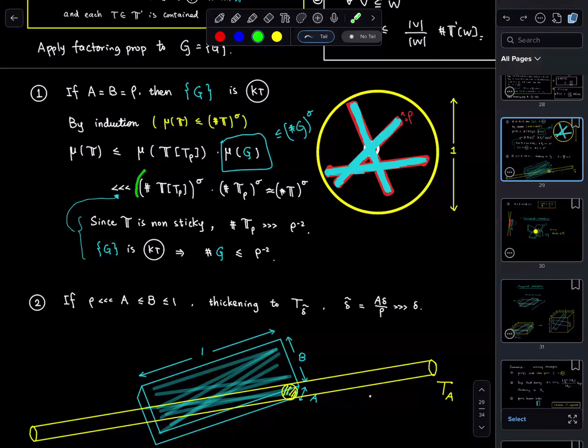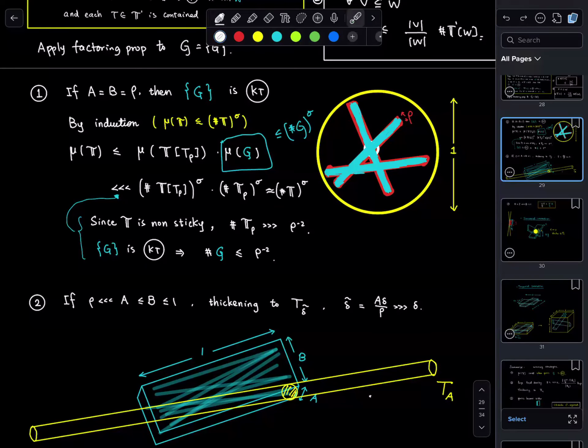So the multiplicity mu t rho is bounded by the number of thin delta tubes inside t rho to sigma. And we also just said that in the special case when the grains is cast out, then the multiplicity, the number of grains passing through each point, is bounded by the number of grains to sigma. Here is where we use non-stickiness, because when T is non-sticky, we have a lot of rho tubes. And also by the fact that when something is cast out, there are not that many grains.